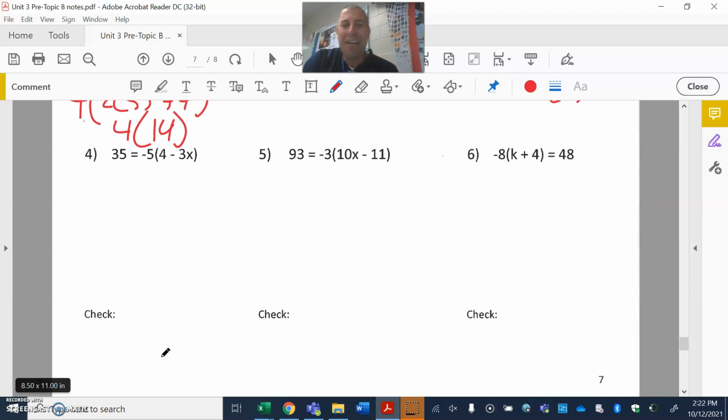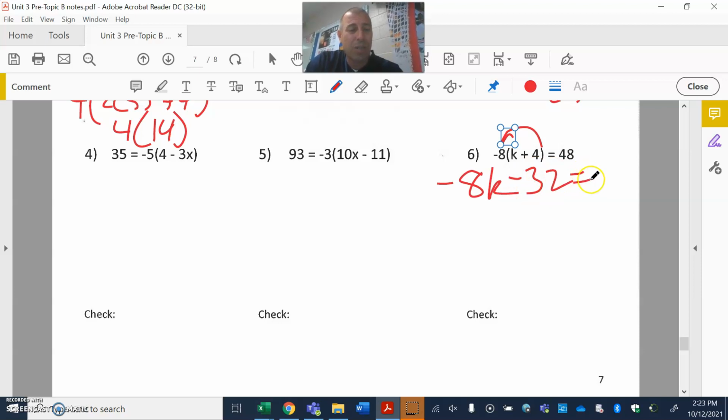Let's do question 6. And the only reason why I bring up question number 6 here is because there's just the letter K. No big deal, really. Just realize, what is negative 8 times K? Yeah, it's a negative 8K. A negative 8 times a 4, it's a negative 32. And equals 48. 2 steps, people, 2 steps. So undo any sort of addition or subtraction.